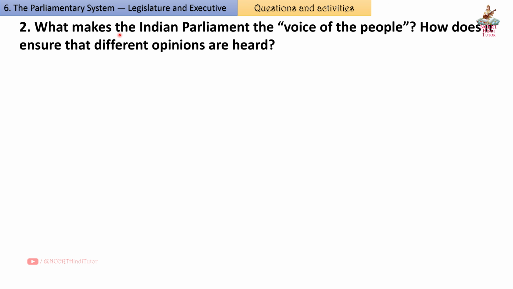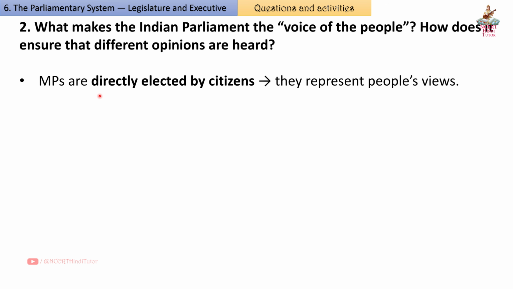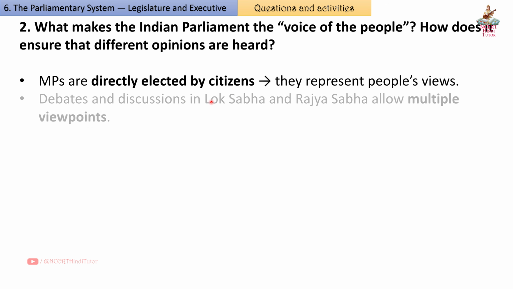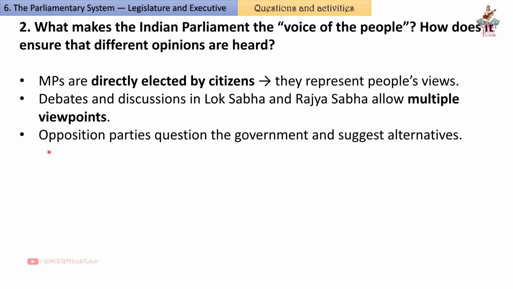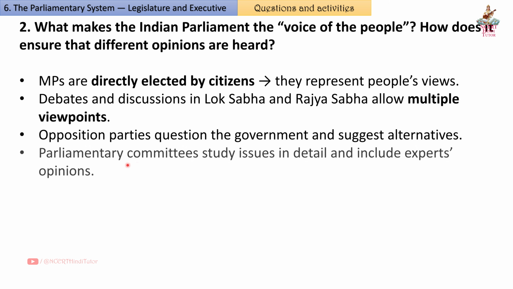Question 2. What makes the Indian Parliament the voice of the people? How does it ensure that different opinions are heard? Answer: MPs are directly elected by citizens. They represent people's views. Debates and discussions in the Lok Sabha and Rajya Sabha allow multiple viewpoints. Opposition parties question the government and suggest alternatives.